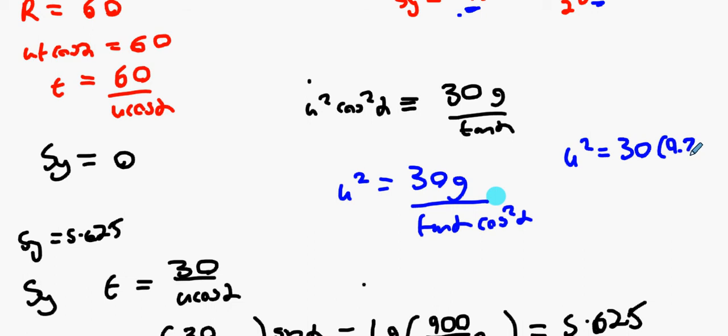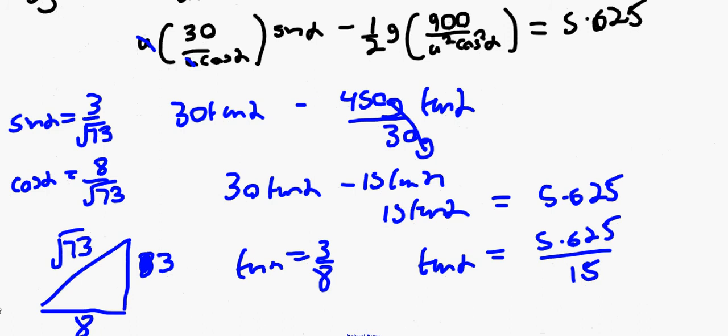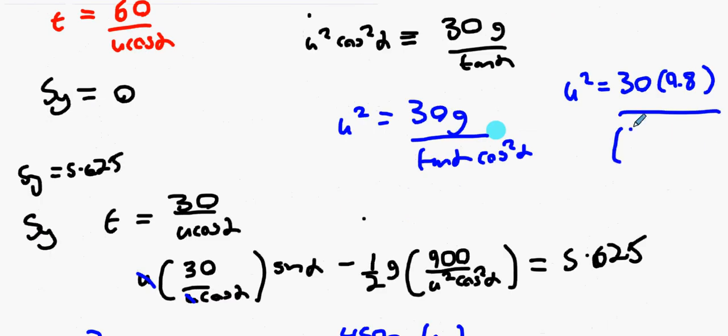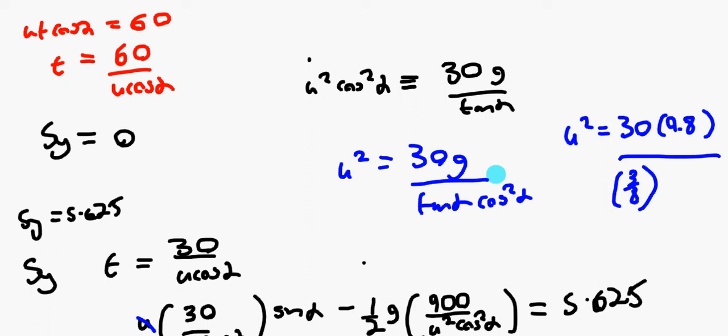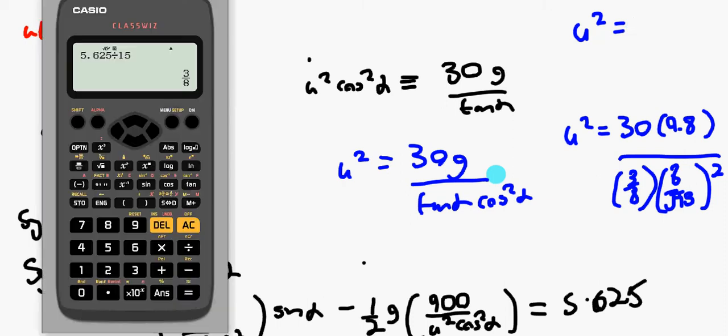Let me get the calculator because I'm going to need it. What was tan alpha again? Tan alpha is 3/8. What was cos alpha? Cos alpha was 8 over root 73. So it's 8 over root 73 squared. Well, I'll enter it in the calculator and see what you get for u squared. Something nice, I hope. Nothing nice now? Ah, lads, come on.